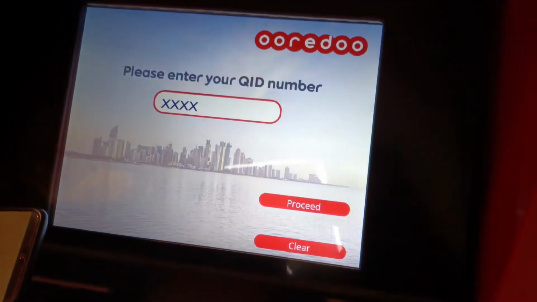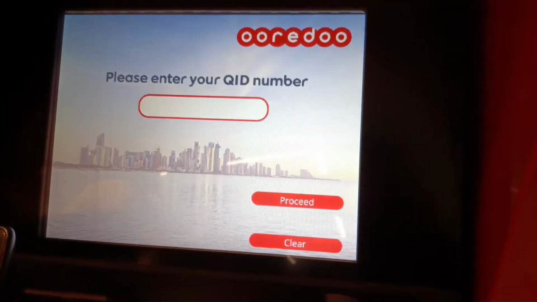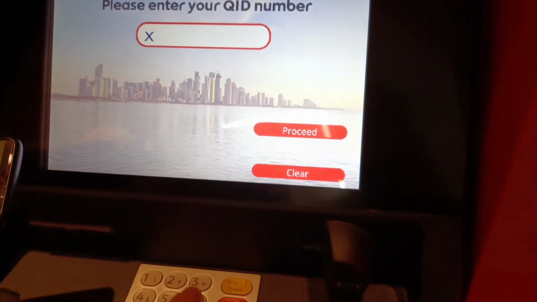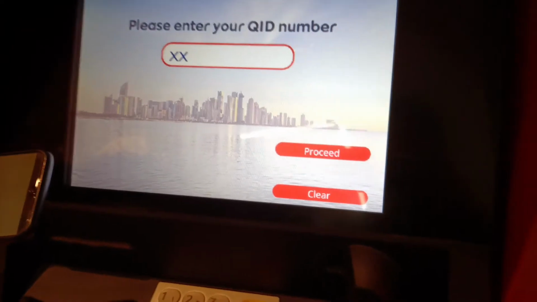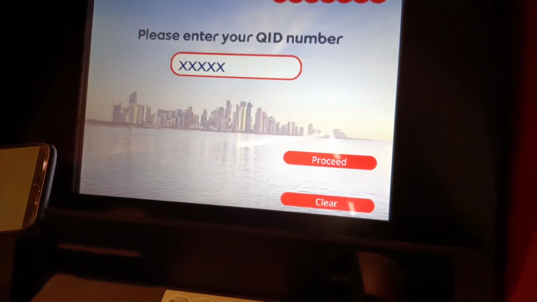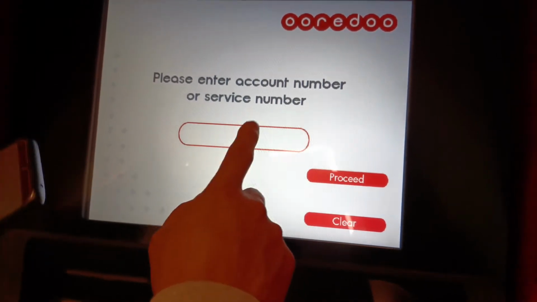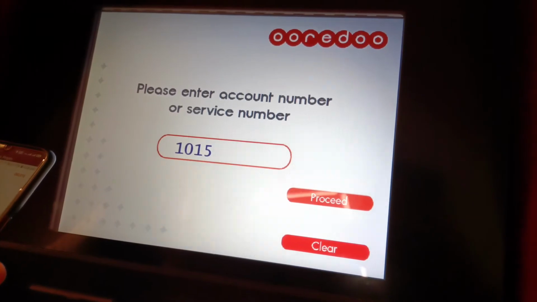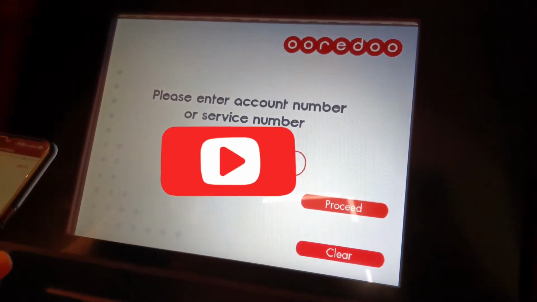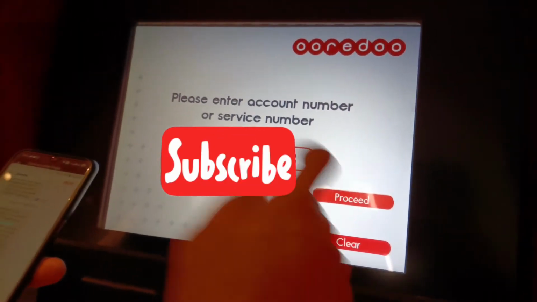Enter my number. Yes. Qatar ID. Just enter your Qatar ID. Entering my number ID, and then proceed. Enter my phone number, service number. Okay, proceed.